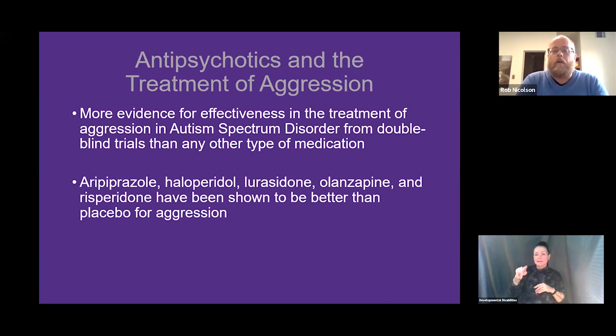So there is actually fairly good evidence for autism and intellectual disabilities, so developmental disabilities as a whole, from randomized, double-blind, placebo-controlled trials than any other type of medicine. And in those trials, aripiprazole, haloperidol, lorazepam, olanzapine, and risperidone have all been shown to be better than placebo for reducing impulsive aggressive behavior. And in the United States, aripiprazole or Abilify and risperidone or Risperdal have both been approved by the FDA for the treatment of what they call irritability in children and adolescents with autism. So they use the term irritability rather than aggression.